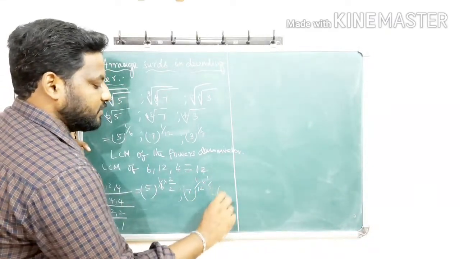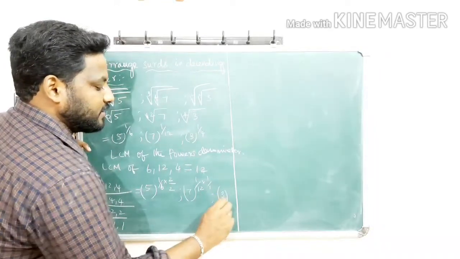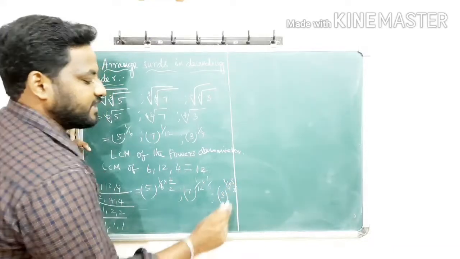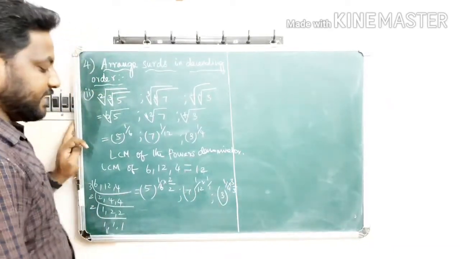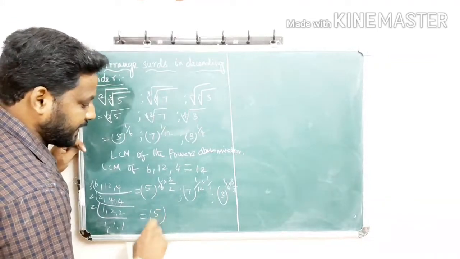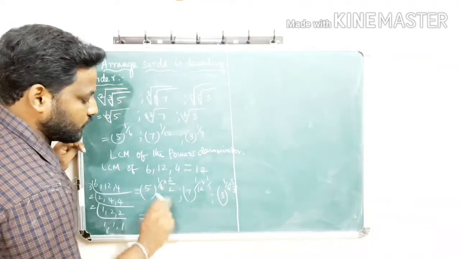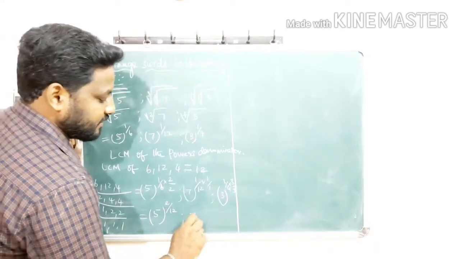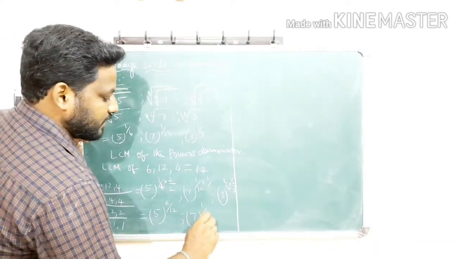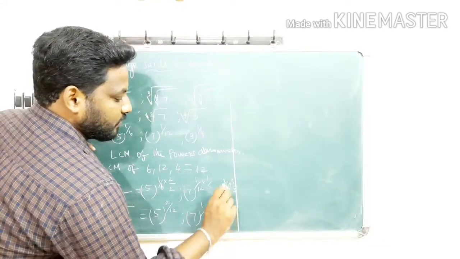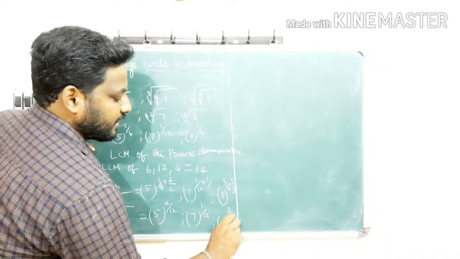The next number, what is that? 3, 3 the whole power 1 by 4. We have to multiply by 3 by 3, then only we will get the denominator as 12. So 5, 1 2s are 2, 6 2s are 12. Here 7, 1 by 12. Here 3, 1 into 3, 3 by 12.